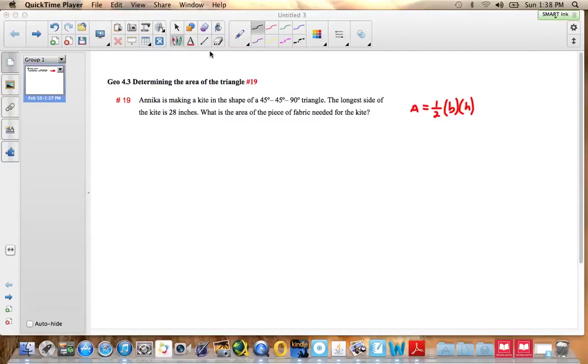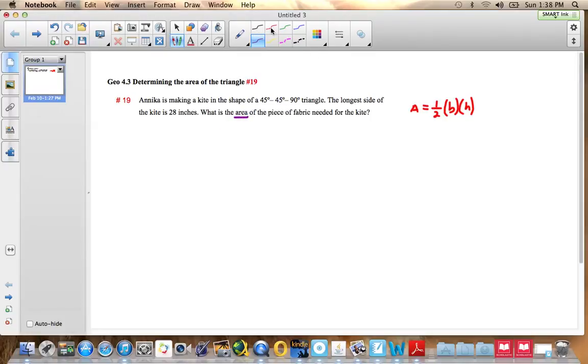The problem says Anika is making a kite in the shape of a 45-degree, 45-degree, 90-degree triangle. The longest side of the kite is 28 inches. What is the area of the piece of fabric needed for the kite? So again, the key thing they want me to determine is the area.